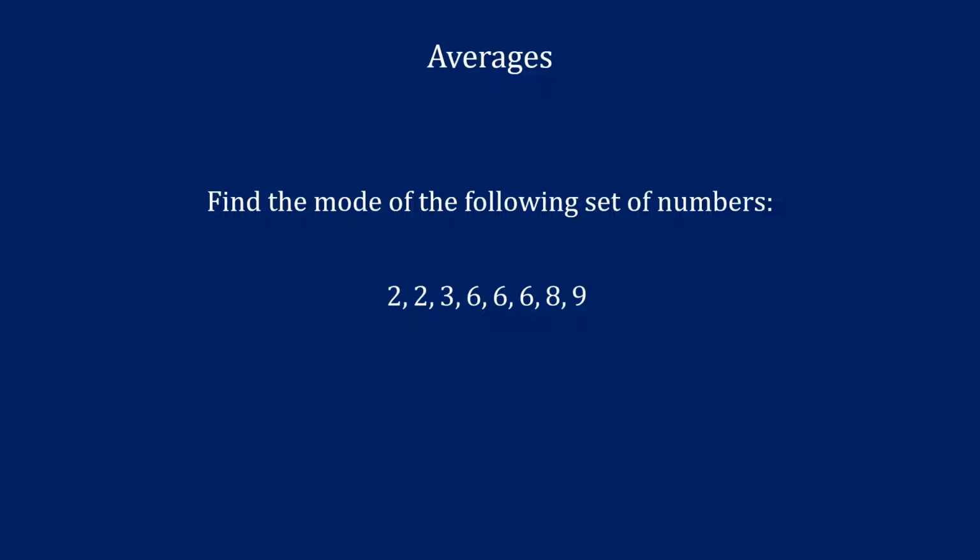Now that you've ordered it, which of the numbers shows up most often? So 2 shows up twice, 3 once, 6 shows up 3 times, and 8 once, 9 once. So what is my mode here? My mode is 6. It's that easy.